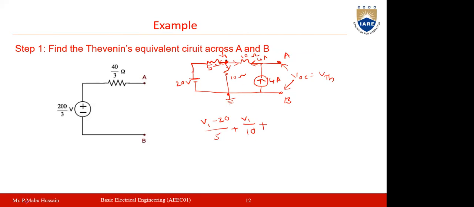So plus, actually here if you see, the current flowing to this 10 ohms is 4 amps. Now our assumed direction is from left to right, and the actual current is flowing from right to left. So this current you can consider as minus 4 amps. This will be equal to 0. So now from this circuit, you will get the value of V1.